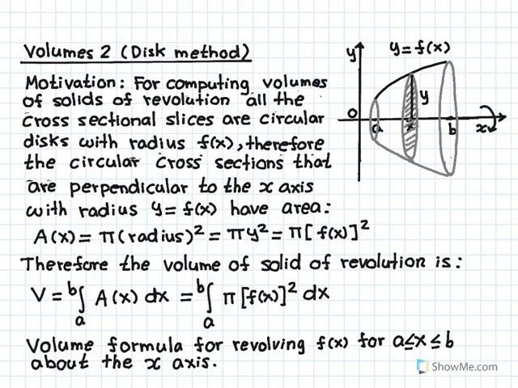In this video, we're going to talk about the disk method. This is a special case of the method of cross-sectional slices when all the slices are perfectly circles. So they're circular slices. The motivation for computing volumes of solids of revolution: all cross-sectional slices are circular disks with radius f of x.